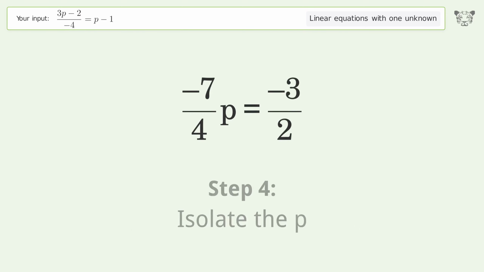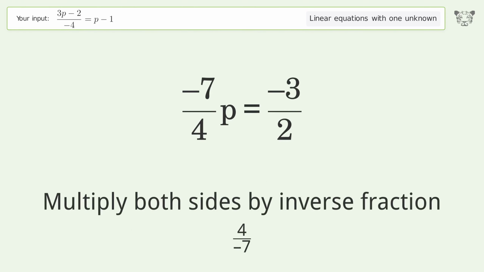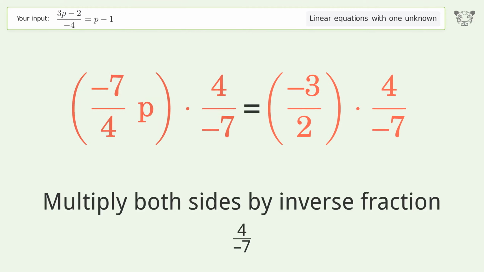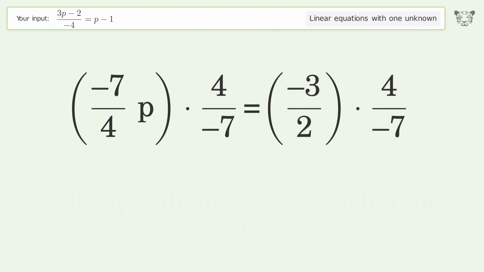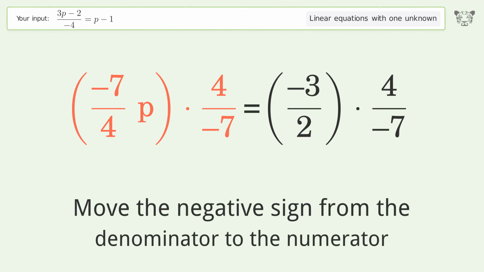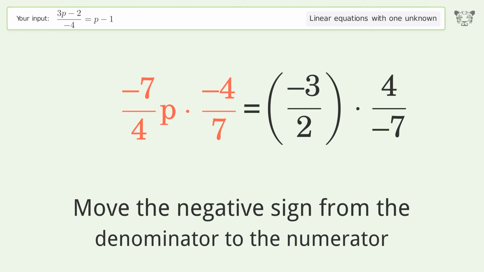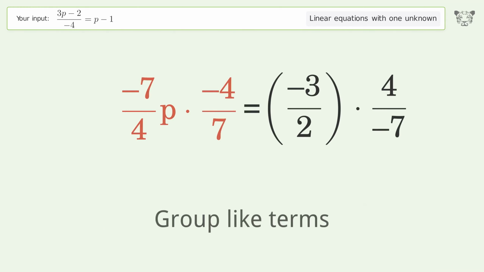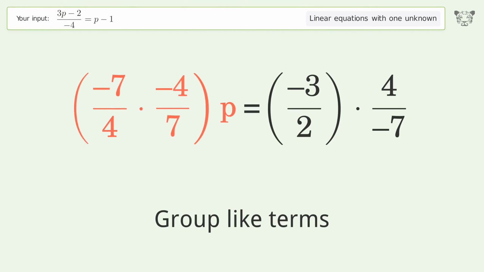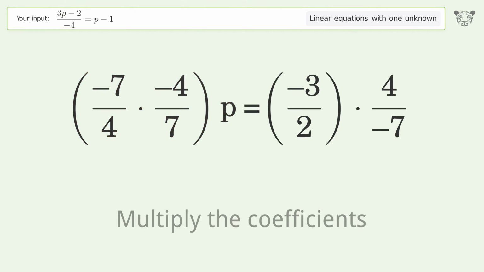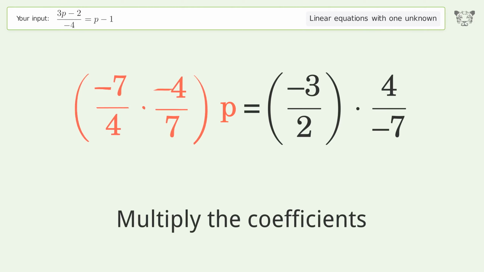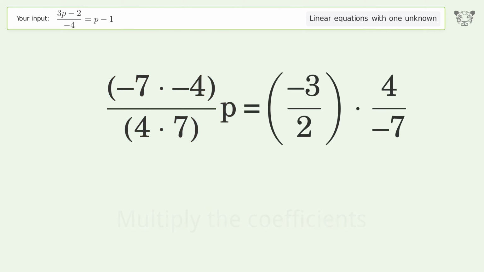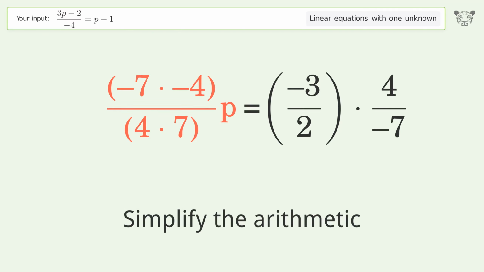Isolate the p. Multiply both sides by inverse fraction 4/-7. Move the negative sign from the denominator to the numerator. Group like terms. Multiply the coefficients. Simplify the arithmetic.